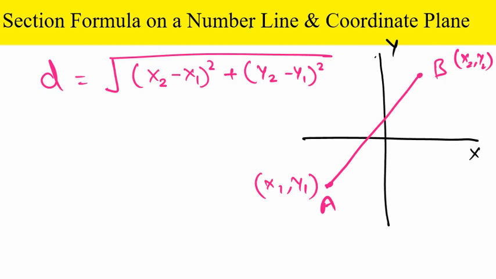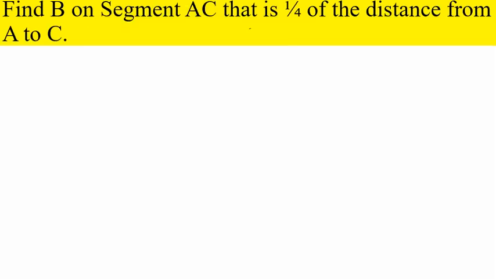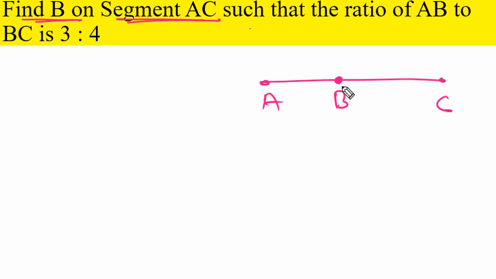Now in this one we will discuss the section formula. First on a number line. Let me just take a question here. You have a segment AC and a point B on segment AC such that the ratio AB to BC is 3 over 4. AB is 3, BC is 4. Now how will you find B?